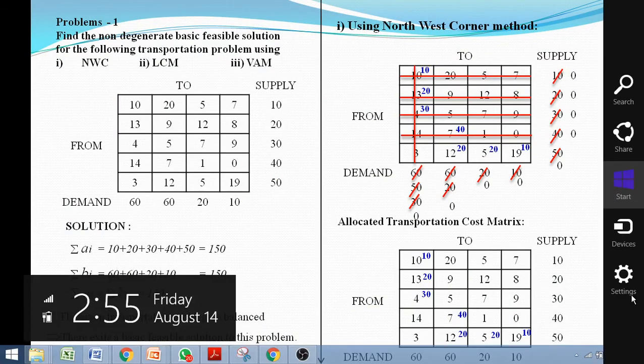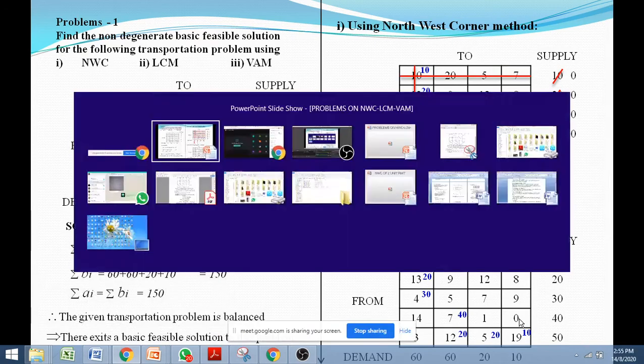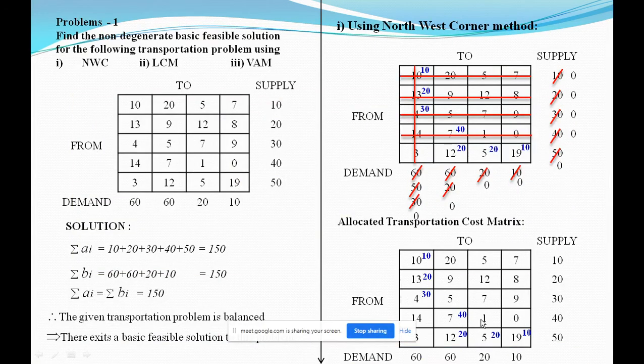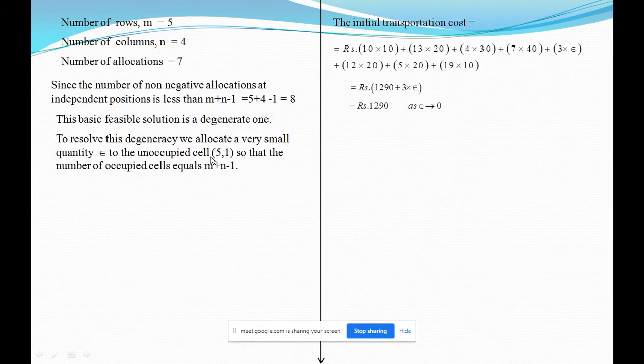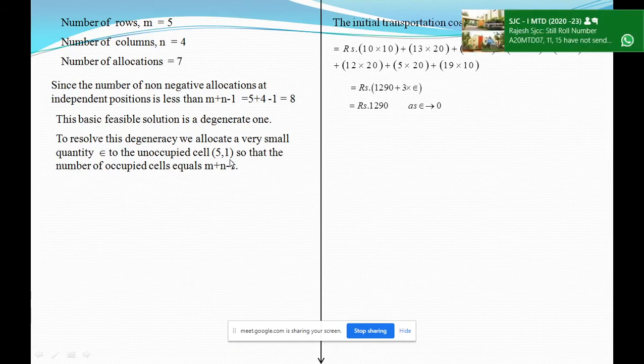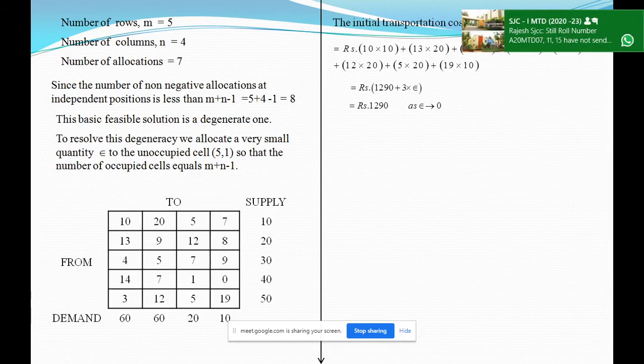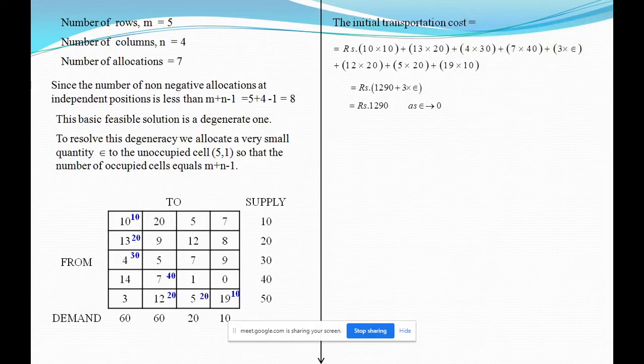You can use the 4th row, 4th column and set it to 0. So now that is what they have written here. So 5 comma 1, epsilon is the smallest value, it can be considered as 0 value itself. So now the new allocation is like this. Here epsilon should be given either in a 3 or in a 0. You can include an epsilon here.